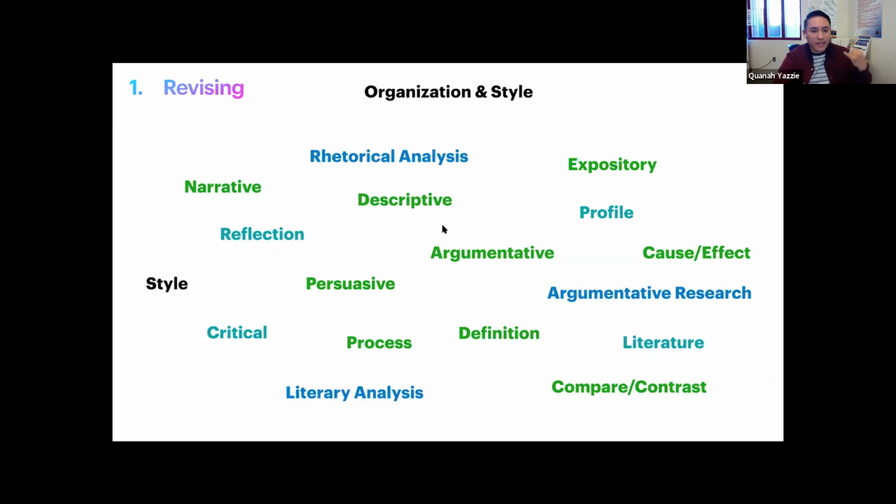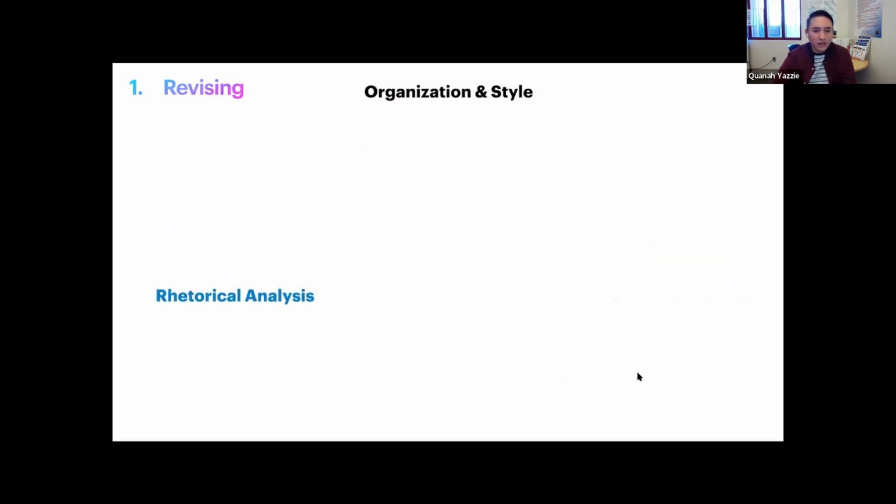We're looking at our senses, our five senses, our touch, smell, and so forth. Persuasive, we have to use persuasive language. Compare and contrast, is there something being compared and what's different, what's the same? So all of these have their own different style. So I'll just use one as an example, and I'll use rhetorical analysis.